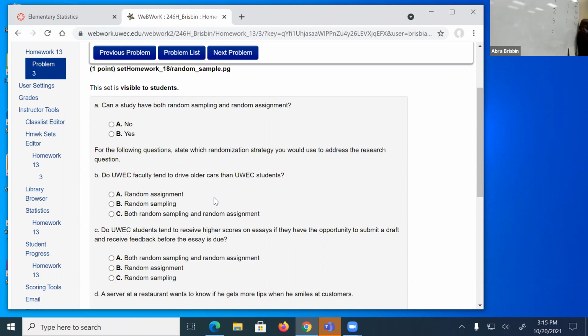Questions about this? Other questions about, this was problem 3, I think. Other questions about the homework? Keely. Problem 6, A and B. Okay.